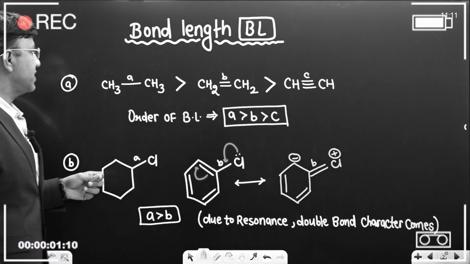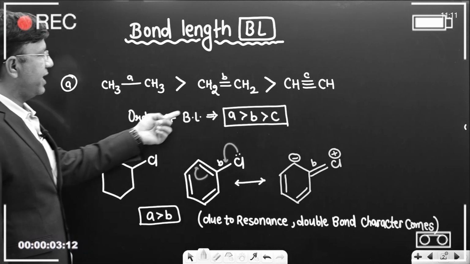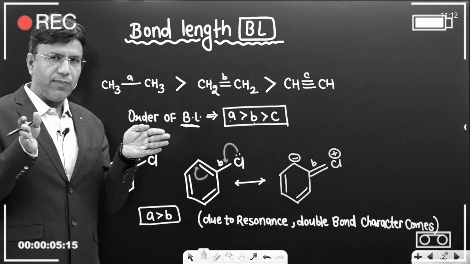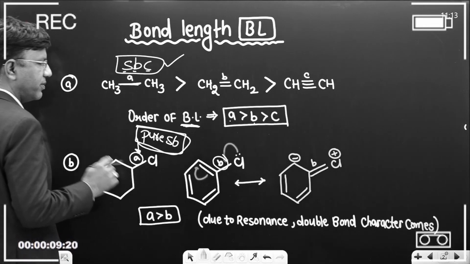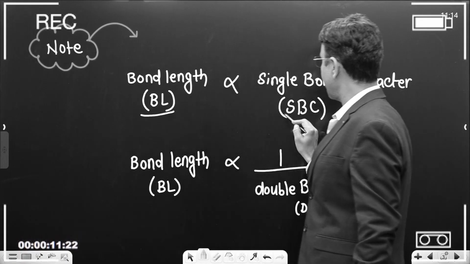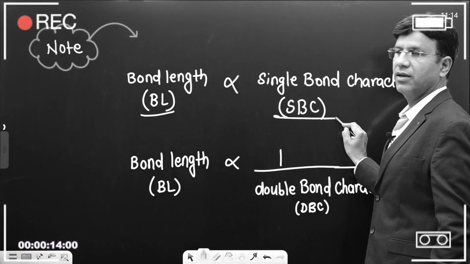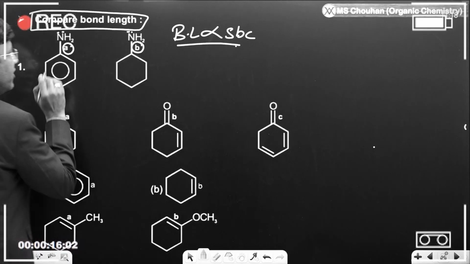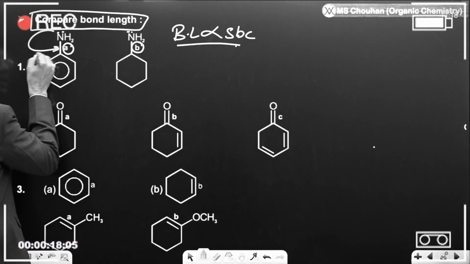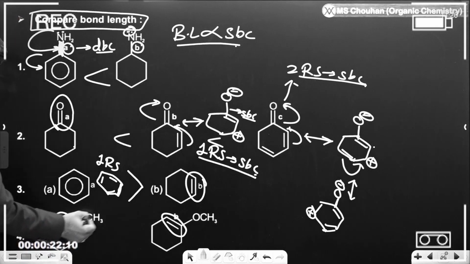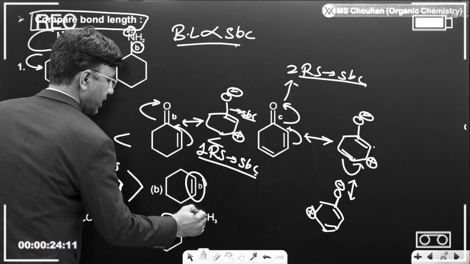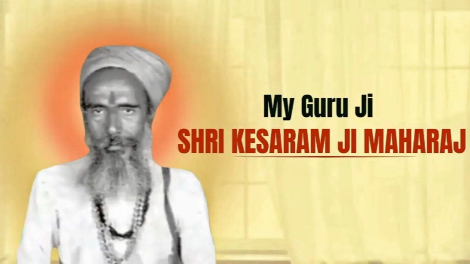So let us start with example of alkane, alkene and alkyne. Means more the double bond. If single bond, what is the meaning of pure single bond? Pure single bond means no resonance. The bond length is directly proportional to single bond character. This lone pair and this lone pair, what is the difference? This lone pair is delocalized. This pi bond and this pi bond. First of all, we will check resonance. This is not resonance stabilized and this is resonance stabilized.